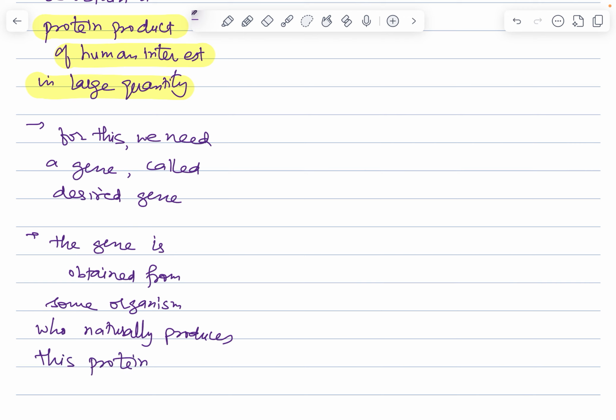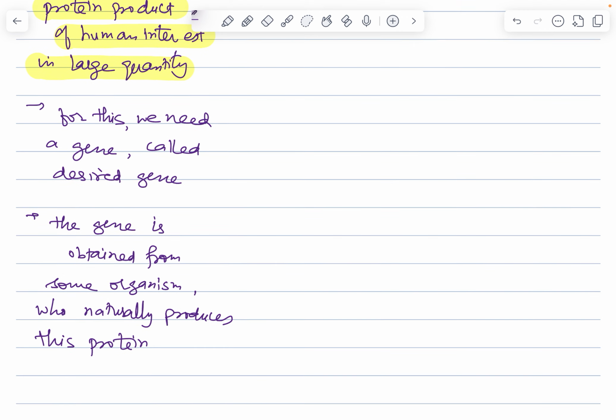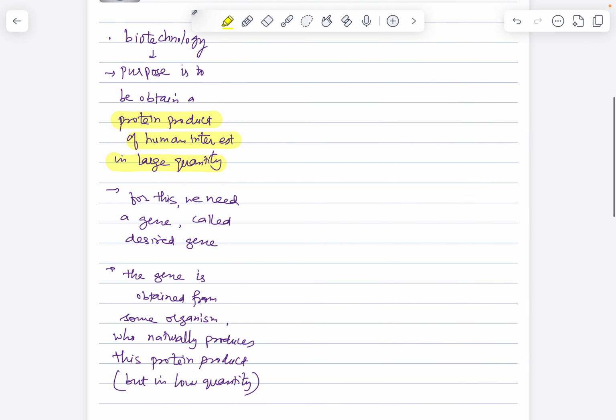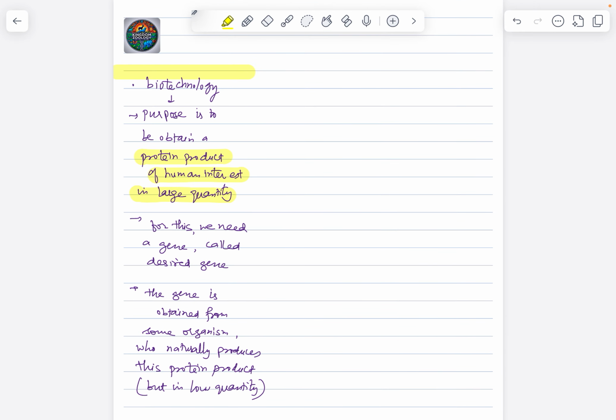This gene of human interest, which will be coding for the protein product of human interest, is obtained from some organism who naturally produces this protein product. But in how much quantity? Low quantity. While my aim is to get this same protein product in high quantity, so I would be taking out the gene and then using this gene to produce the product in high quantity. So that, I think, establishes a link of what we are going to do today in this lecture.